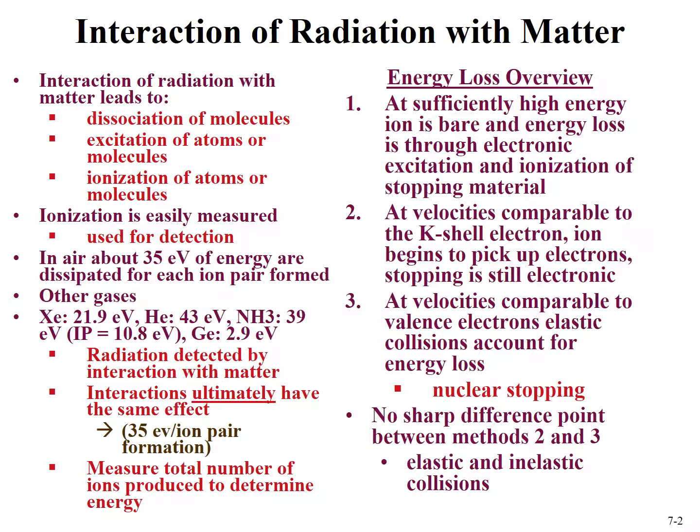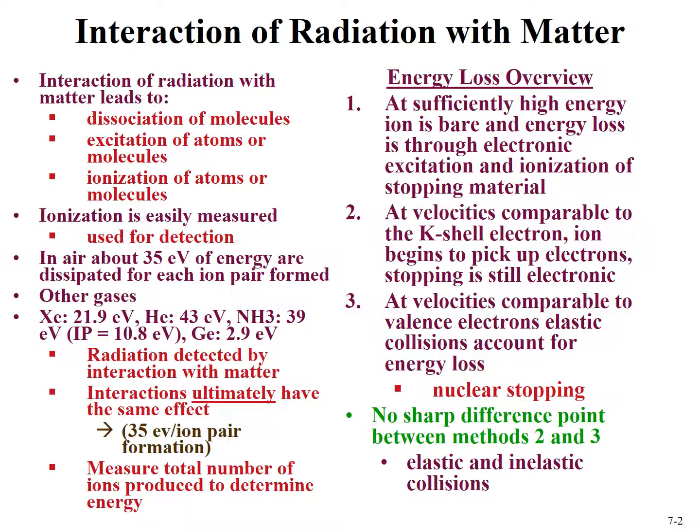Interactions of radiation with matter, as we showed in the previous slide, where the interactions are some radiation and the matter itself is water, have some pretty similar commonalities. You get dissociation of molecules, and these molecules become excited, and then these excited molecules can also become ionized. For detection, this ionization is easily measured, and that's actually the route that we use for radiation detection. In air, about 35 eV of energy is expended for each ion pair. Other gases have different values. Those are listed here.